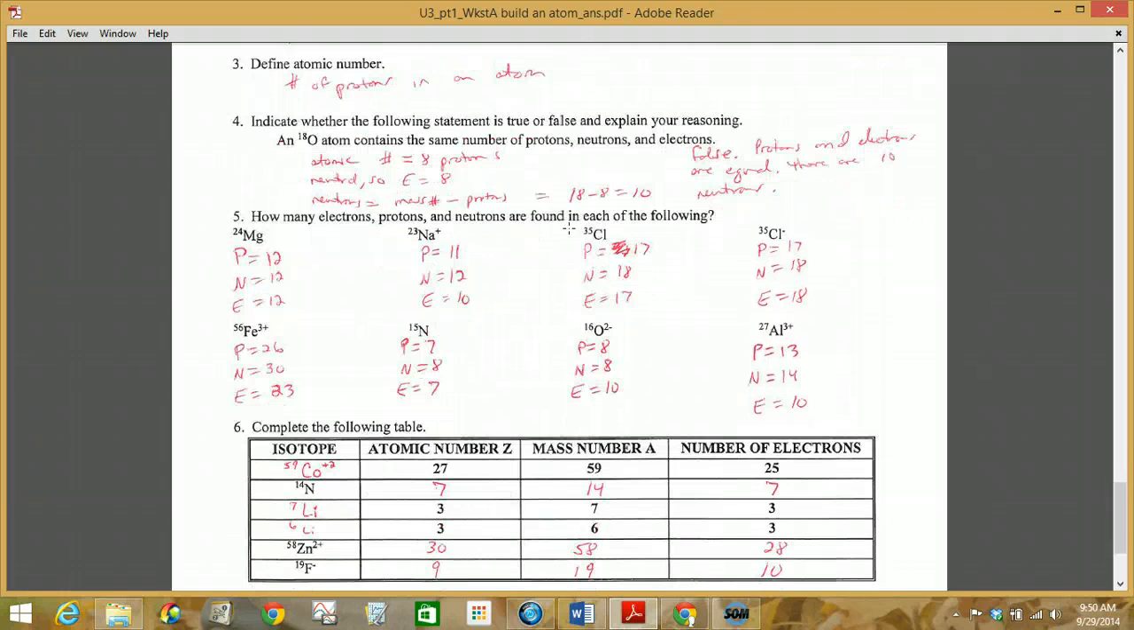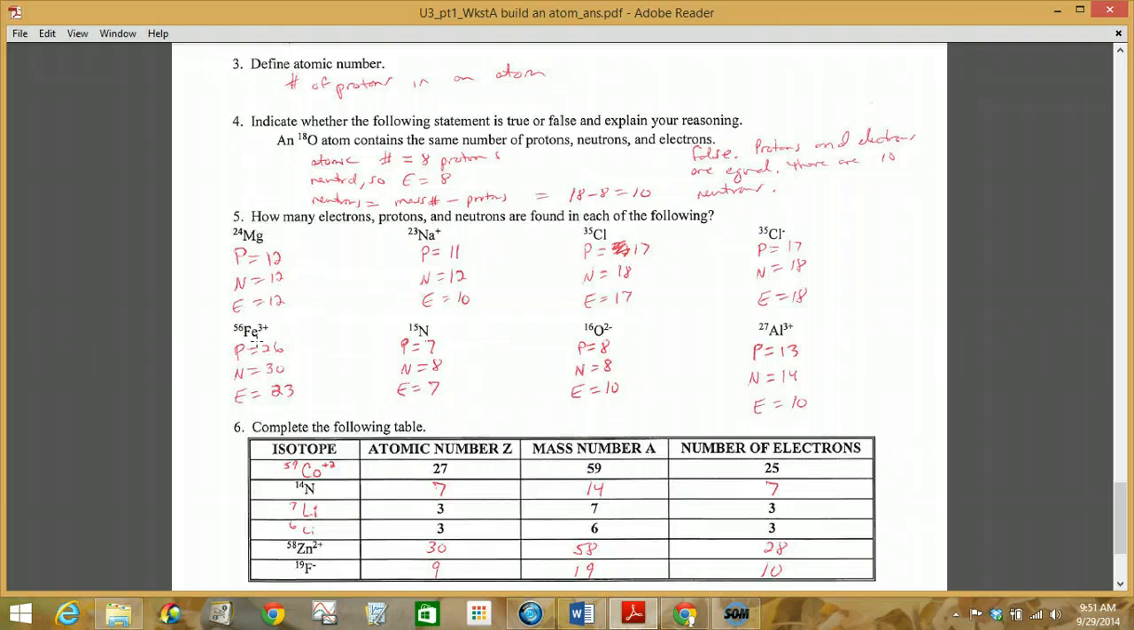We can take a look at question 4 here. The following statement is false. So protons and electrons are equal, but the neutrons are not. And again, you can figure that out because we know there's 8 protons because it's oxygen. 18 minus the 8 would give me 10. That tells me how many neutrons there are. So those are not equal. Because it's neutral, there are equal number of electrons, though.